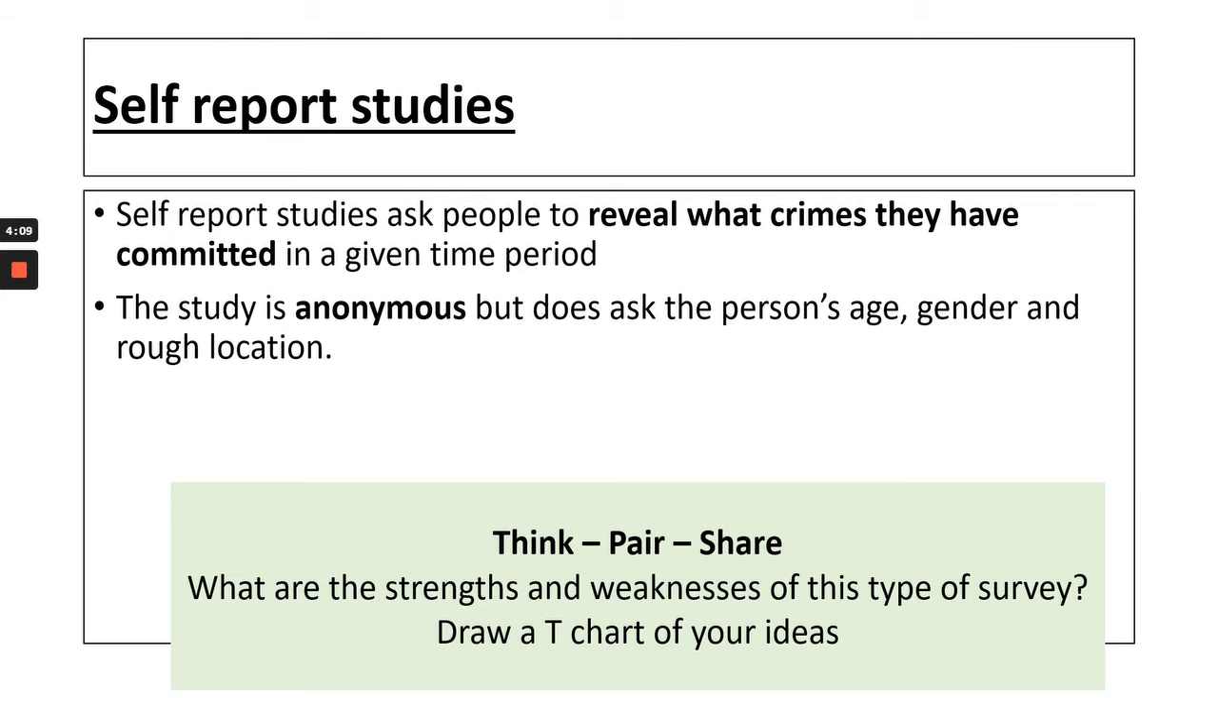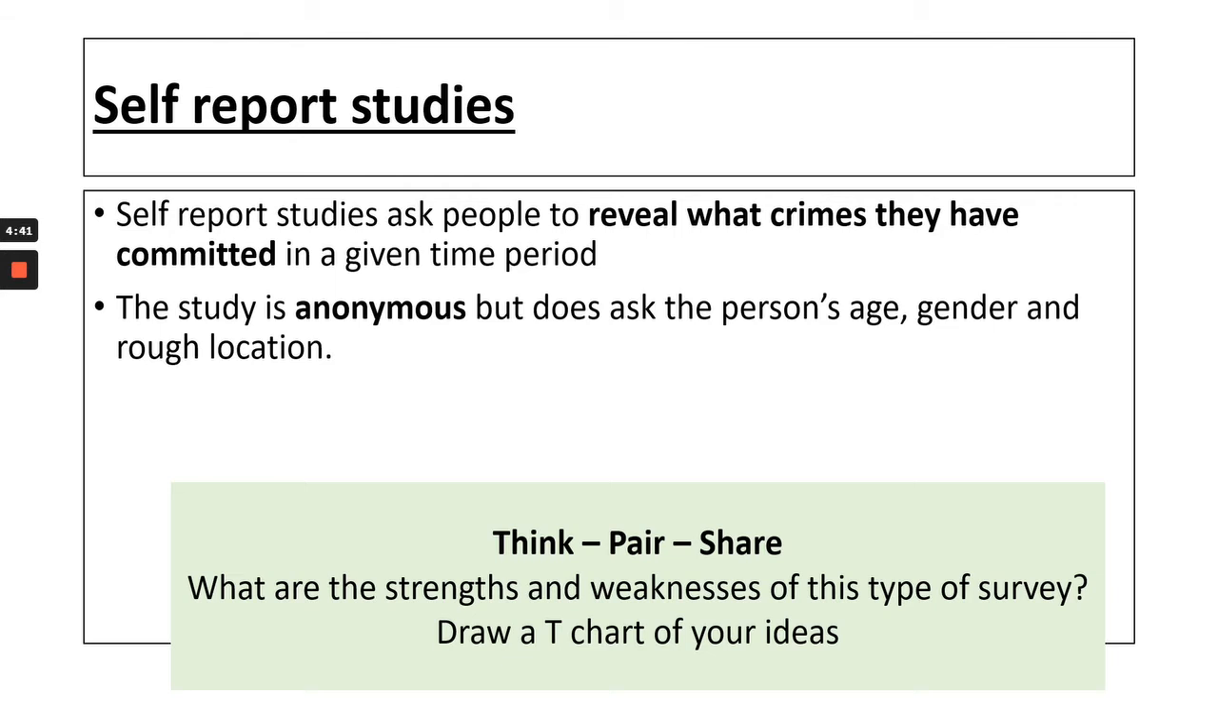So with the strengths of a self-report study, we can obviously say, again, it's going to reveal that dark figure of crime, because remember, not every crime is detected or witnessed, not all crimes have a victim, so there's lots of crimes that occur that we might not even know about, so that helps to deal with that aspect. We can also say it's good because it's anonymous, so it means that people are more likely to tell the truth, meaning that the research is going to be valid because it's going to be more accurate.